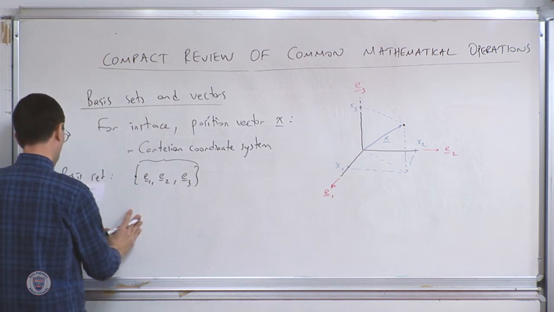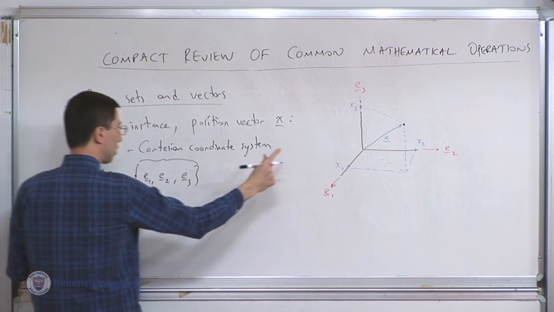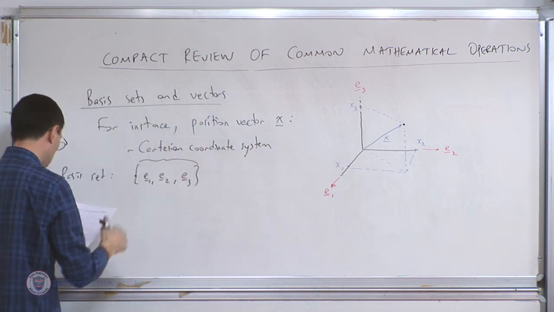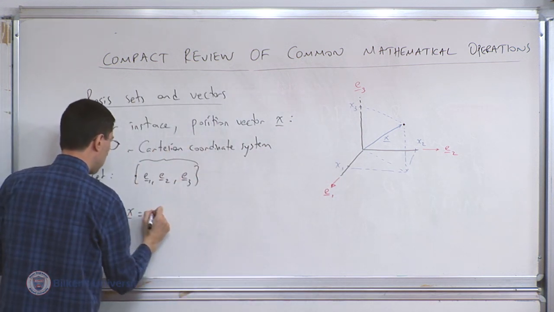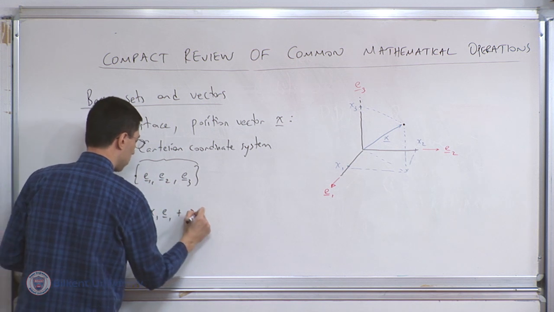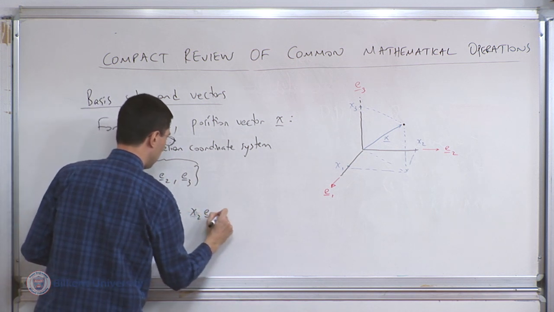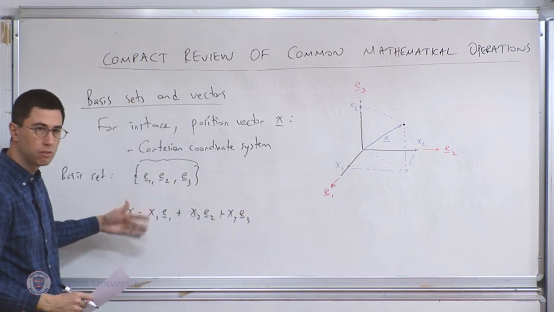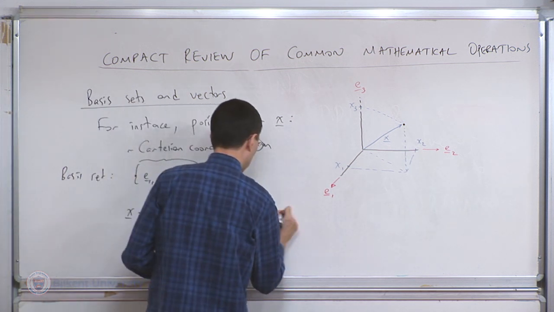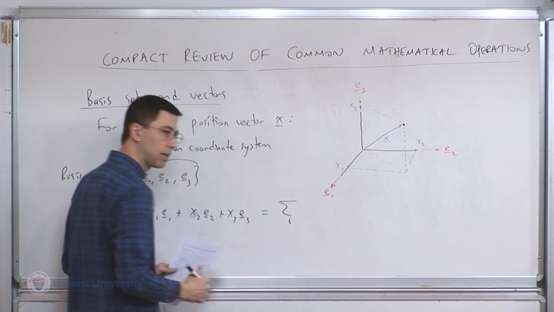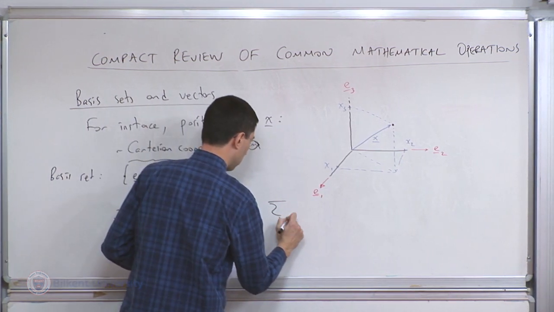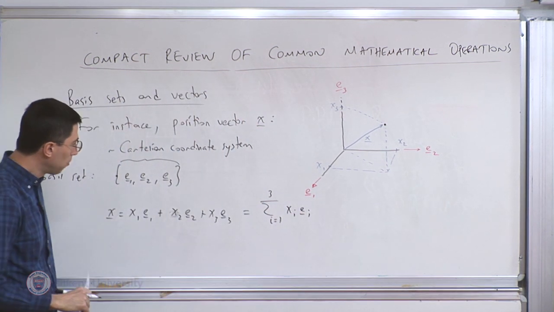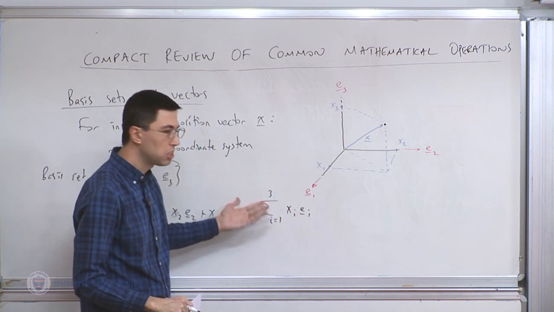Once I have this coordinate system, what I can do is express this vector using its components and the basis vectors in this Cartesian coordinate system. So I can write x is equal to x1 E1 plus x2 E2 plus x3 E3. Of course, it's sort of clumsy to write this sum explicitly. So often, I will prefer a summation notation, something like this: the sum for i equals 1 to 3 of xi ei.